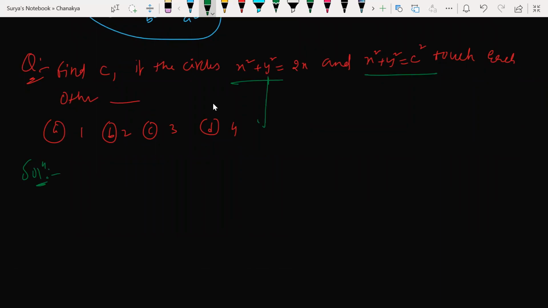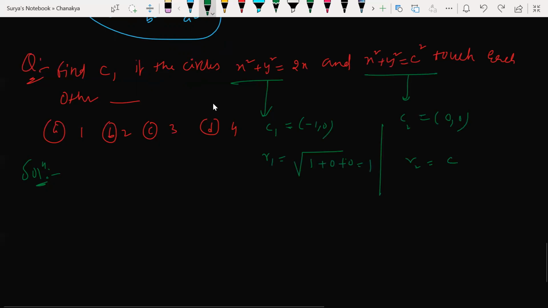Okay. So how can I find out the condition? See, let us find out. This is my center one. What is center two? Center two is of course 0, 0. Center one is -1, 0. Am I correct? Get my point. What is R1? 1 + 0 + 0, so it becomes 1.